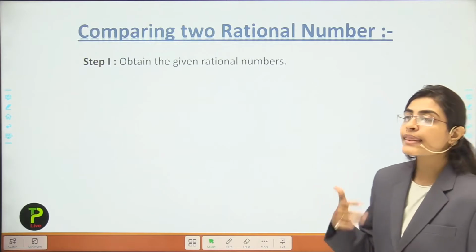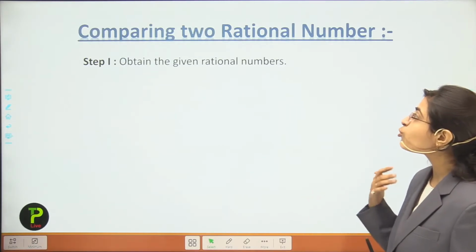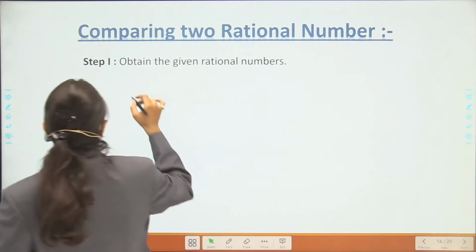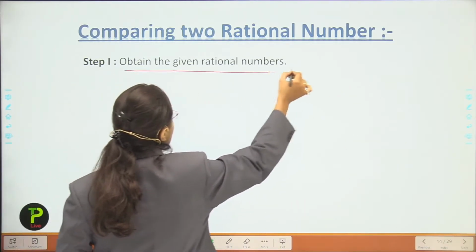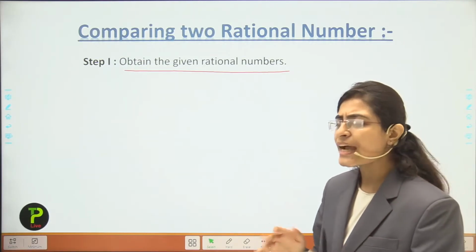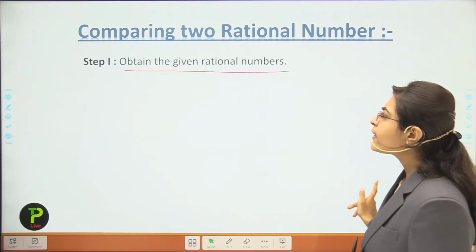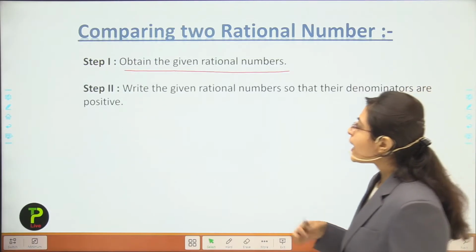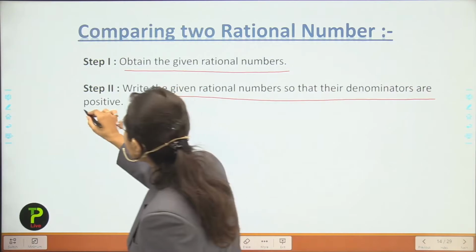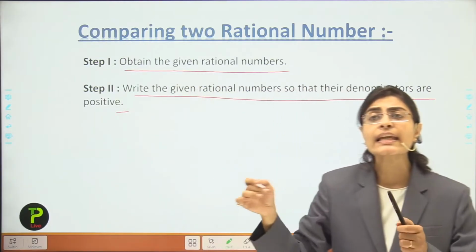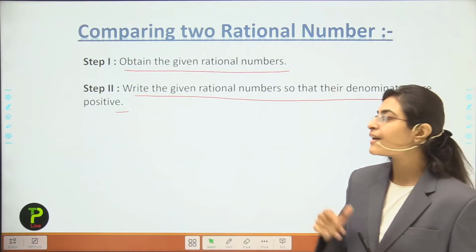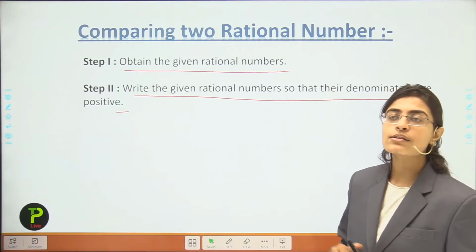Our next topic is comparing two rational numbers. Step 1 is to obtain the given rational numbers. Whatever rational numbers are given to us, just write them back. Then step 2, write the given rational numbers so that their denominators are positive. In a similar way, we did it in standard form. We made the denominator positive, so we have to do it here also.